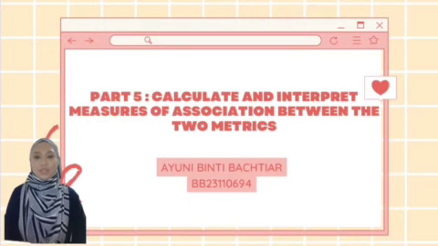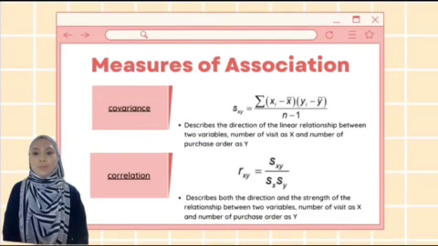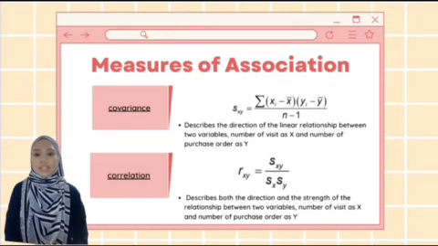I'm going to present part 5, which is calculate and interpret measures of association between the two metrics. There are two measurements that we use, which is the first is covariance and the second is correlation. This is the formula how can we get covariance and correlation. The covariance describes the direction of the linear relationship between two variables, number of visits as x and number of purchase order as y. And the correlation describes both the direction and the strength of the relationship between two variables, also number of visits as x and number of purchase order as y.